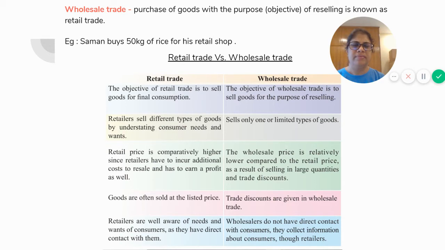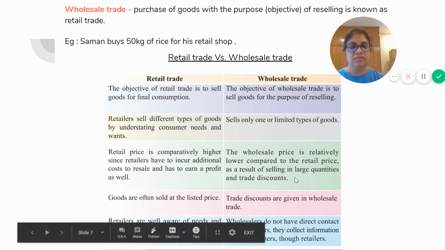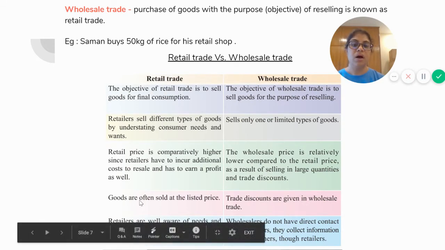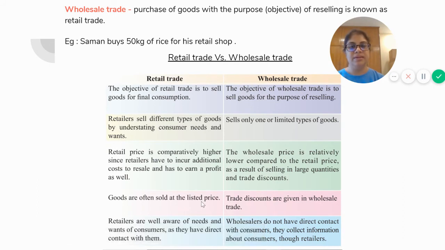We don't have very attractive, appealing memories about wholesale trade shops, because if you want to buy that good, you have to search or go behind the good, find out details, and step into the wholesale shops. Okay, then goods are often sold at the listed price under retail trade.